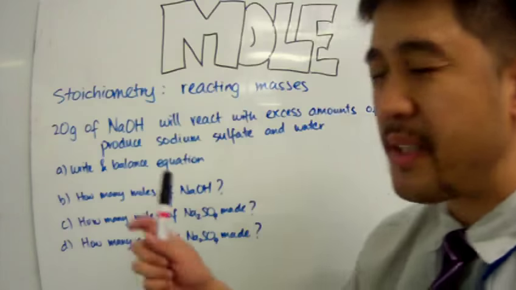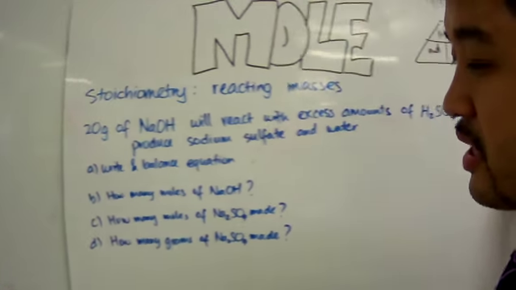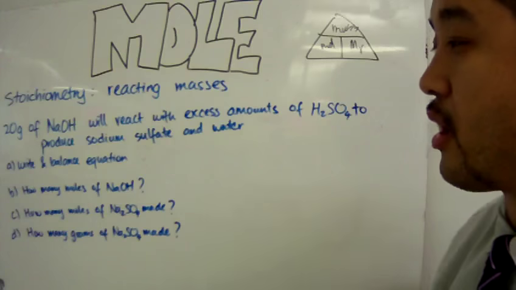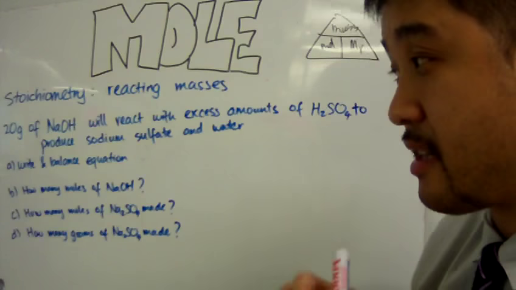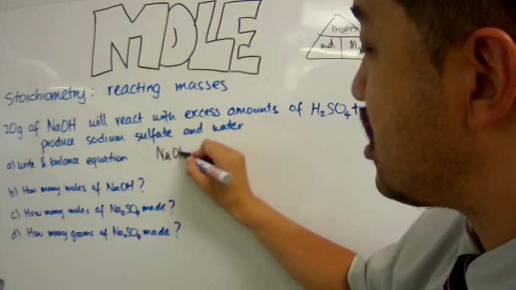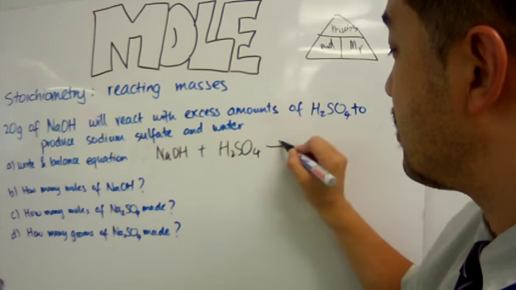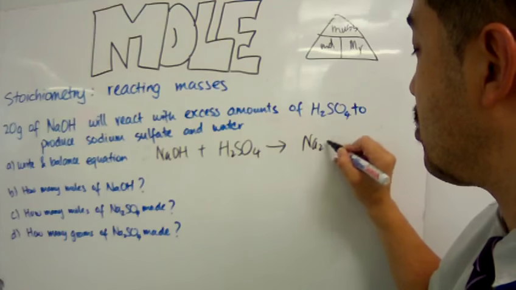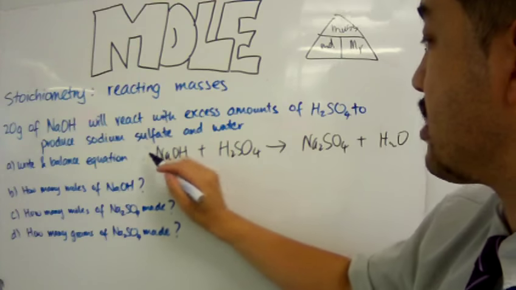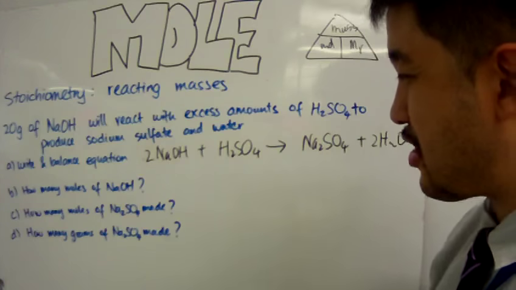And now we're gonna take 20 grams of the same sodium hydroxide, but now we're gonna react it with excess amounts of sulfuric acid. We're gonna get sodium sulfate and water. Then again, write and balance the equation, okay? So we have NaOH reacting with H2SO4 to give me Na2SO4 plus H2O.